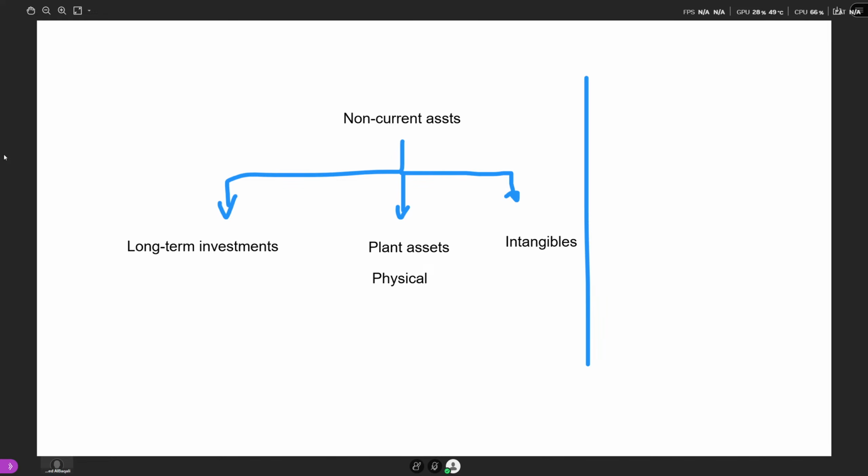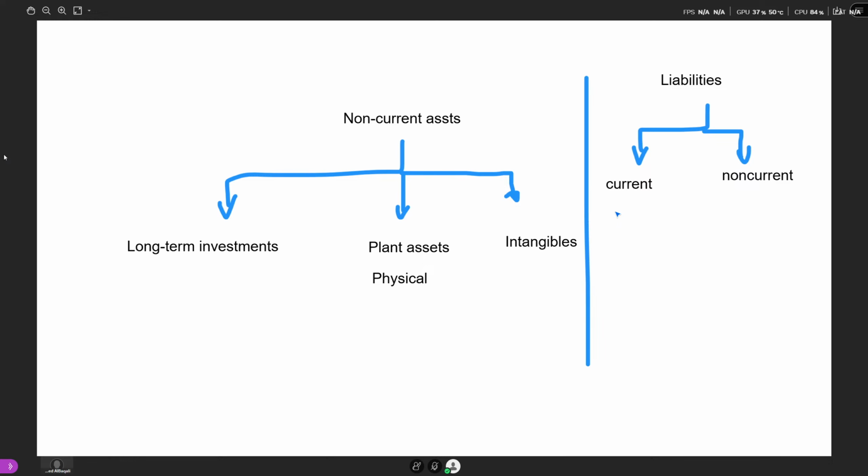Now, the same for our liabilities. Liabilities can be also current and non-current. Current liabilities are liabilities that we are expecting to settle in less than 1 year. يعني أي liability مفروض نسددها خلال أقل من سنة. Non-current, any liability that we will settle in more than 1 year.